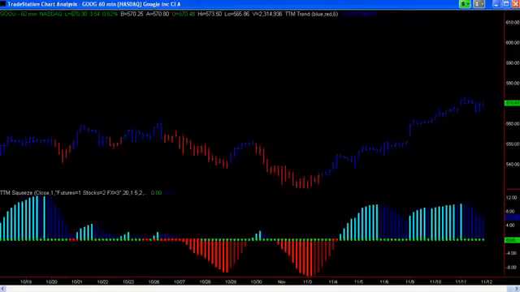So this is Google on a 60-minute chart. I'm going to take a look at some currencies, but first, I want to take a look at Google. Just kind of keep an eye as we set up here. Here was the last 60-minute squeeze on the long side. And on something like this, there's a couple of different ways to play it. Here's the way I like to play it.